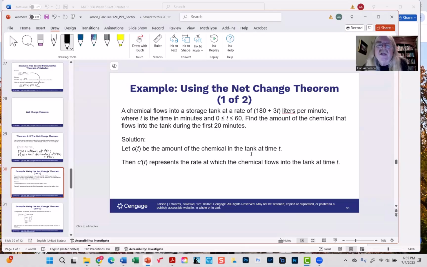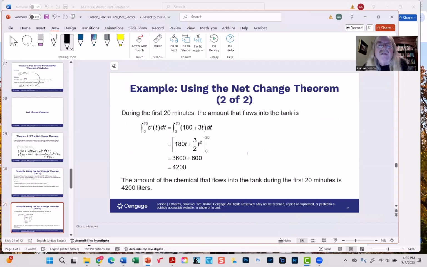And they're interested in knowing how much flows in during the first 20 minutes. Okay, great. So t is minutes. That means that what we're looking for here is the integral from 0 to 20 of C prime of t dt.